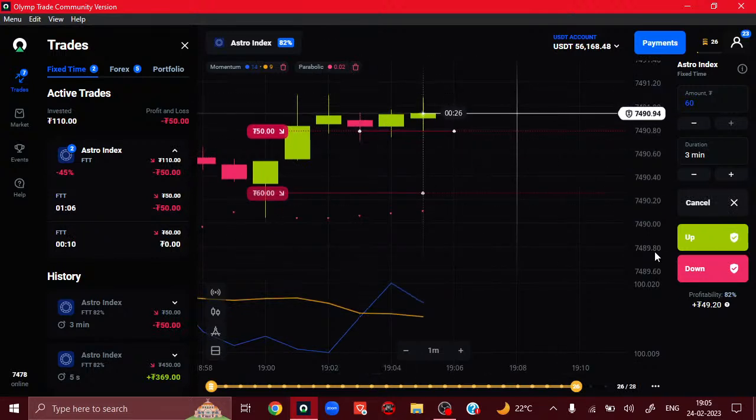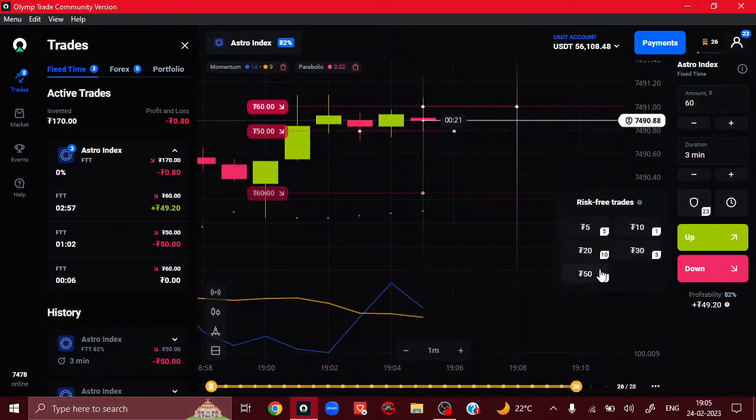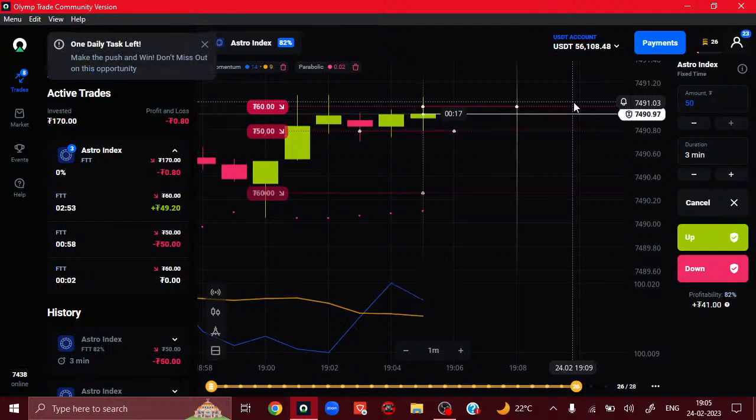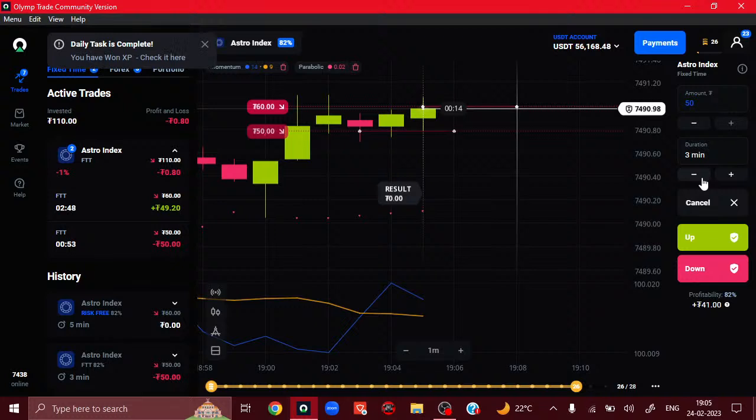So it might face resistance from this point again. So one more time in the downward direction. Again we won this quick trade here. It is again and again getting resistance from this level. Oh, it was a standoff trade.